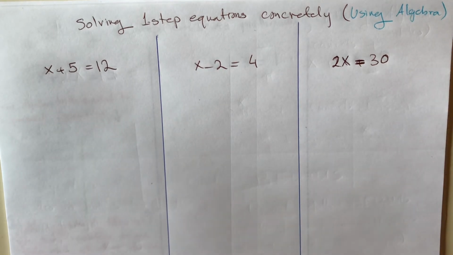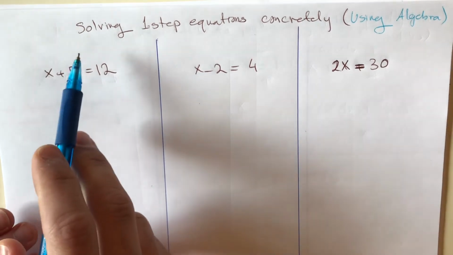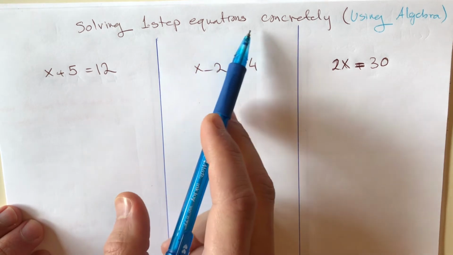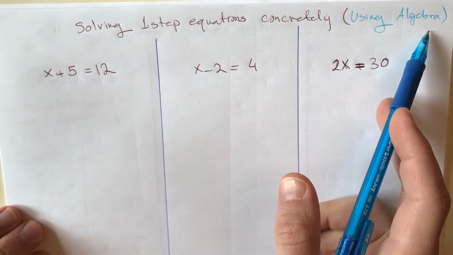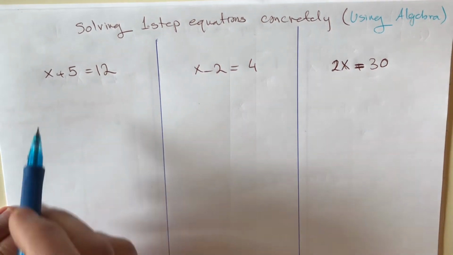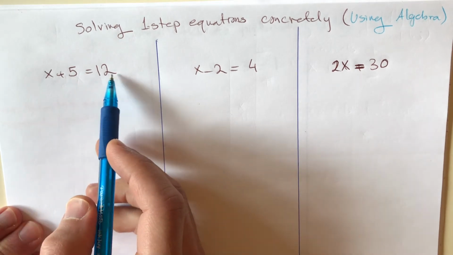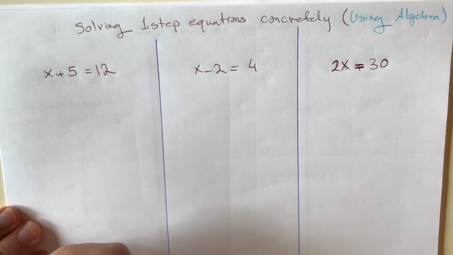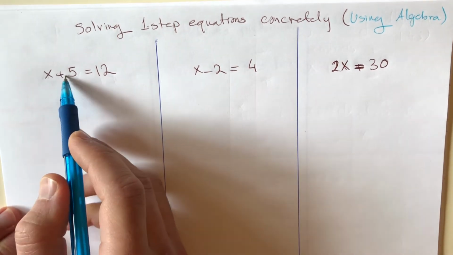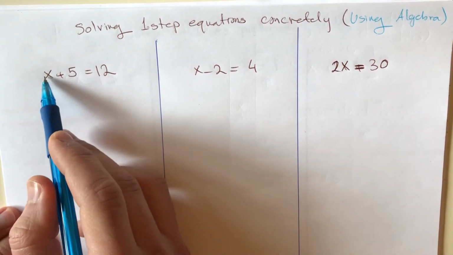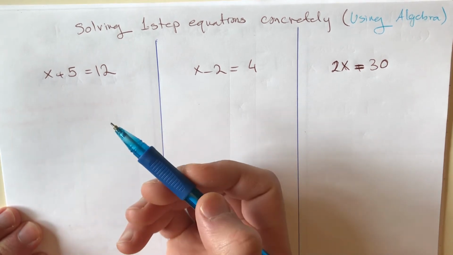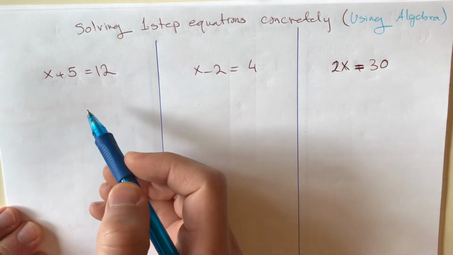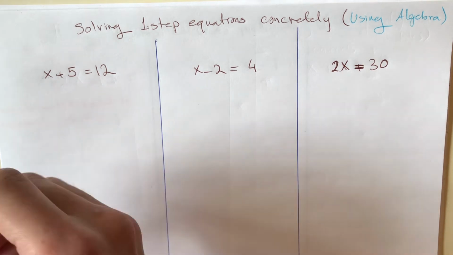Hello class. Okay, so here we are solving one-step equations concretely or using algebra. So using algebra, you have x plus 5 equals 12. A lot of people can do this in their mind and just say, well, something plus 5 equals 12, that something should be 7. That is true. But if you need to show your work, just telling me x equals 7 will not be acceptable.